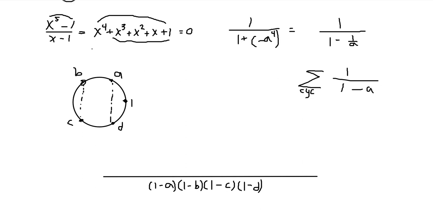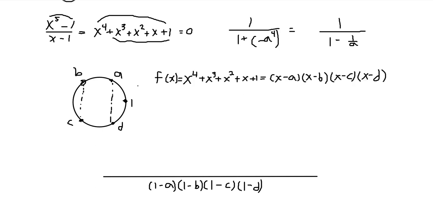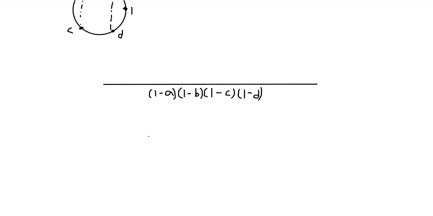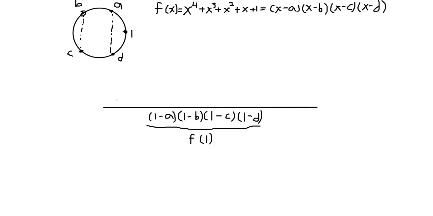And so what I can do is make space here, so hold on. Alright, so I'm going to let f of x equal this polynomial. And so we can write it in factored form because we know a, b, c, and d are the roots, or, that's what we're defining them as. So now it becomes very clear that this expression here is just f of 1. So we know our denominator. But what's our numerator going to be?